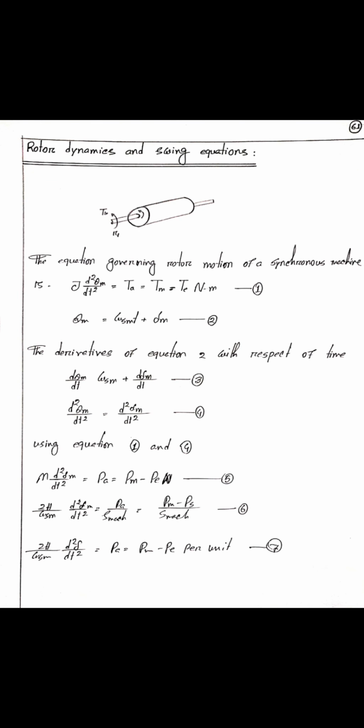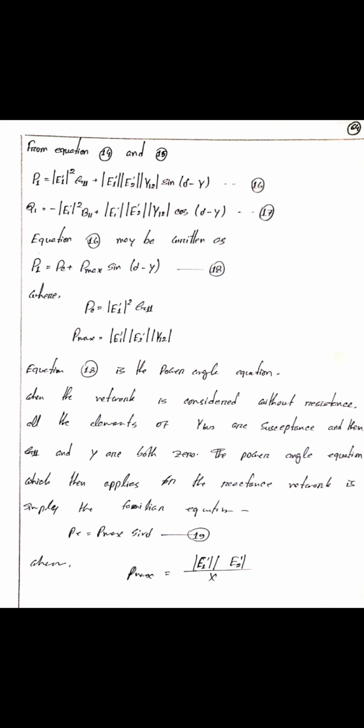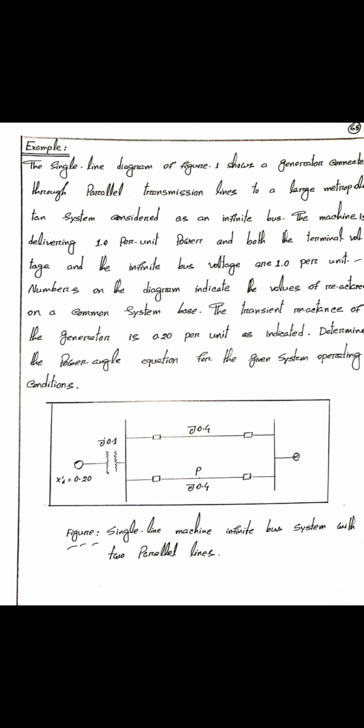Rotor dynamics and swing equation. Here is the full equation. This is the power angle equation. The machine has been represented for transient stability studies by its transient internal voltage in series with transient reactance as shown in the figure. The phase angle and the mechanical quantities are measured with respect to the common system reference. In the figure, the bus admittance matrix equation.